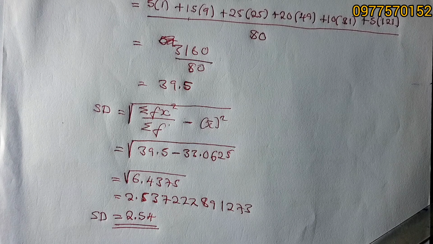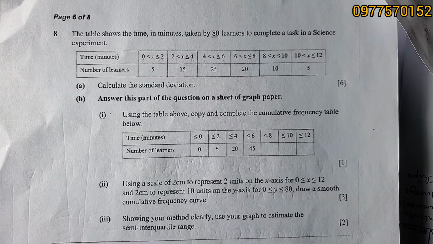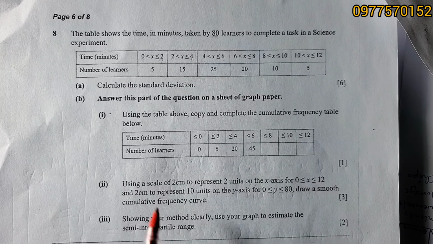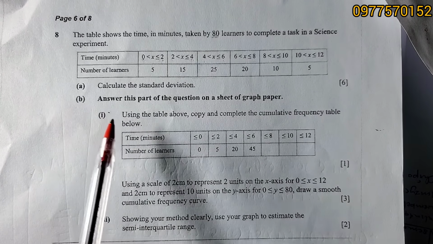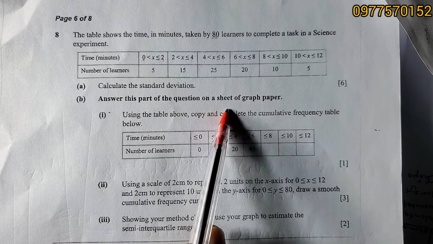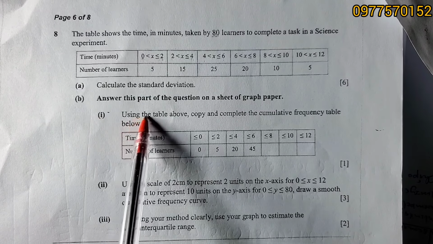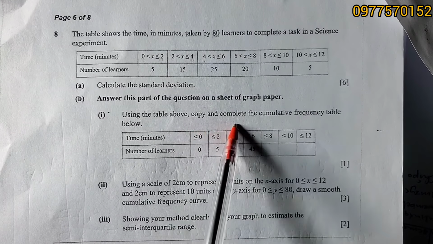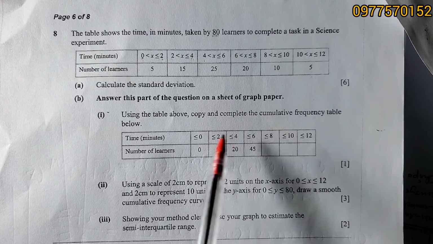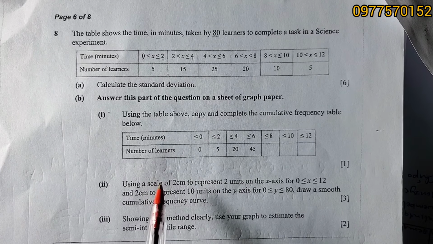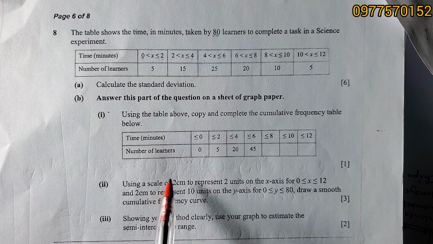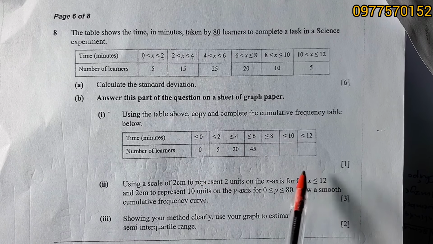Now let's solve the second part. Look at the second part, which is part B. It says, answer this part of the question on a sheet of graph paper. Number 1, using the table above, copy and complete the cumulative frequency table below. Let's complete this one. It's just 1 mark.